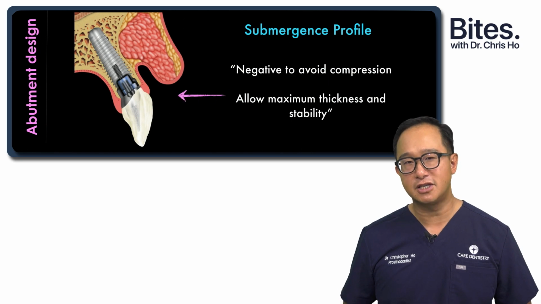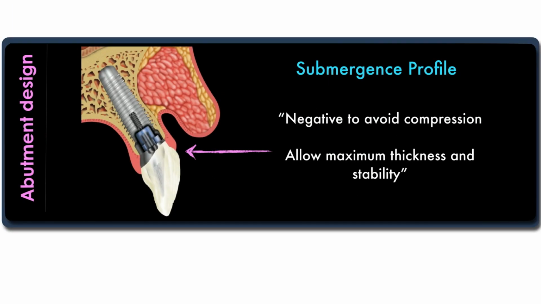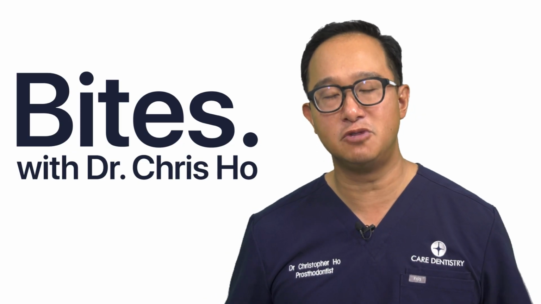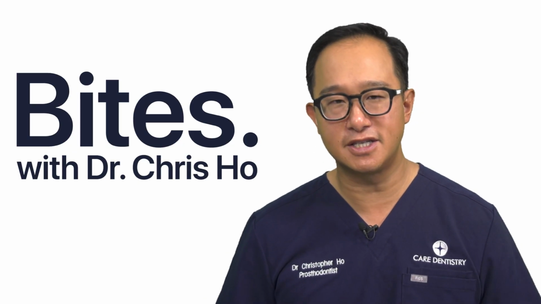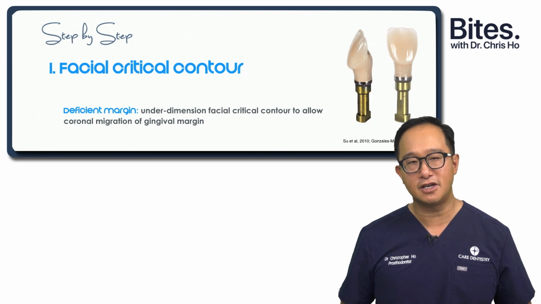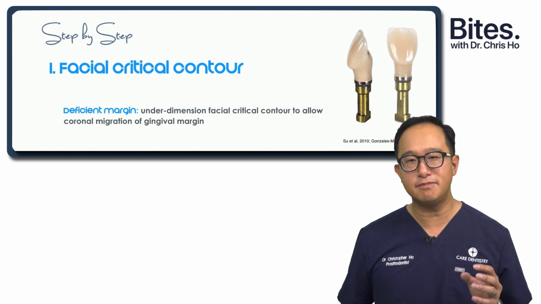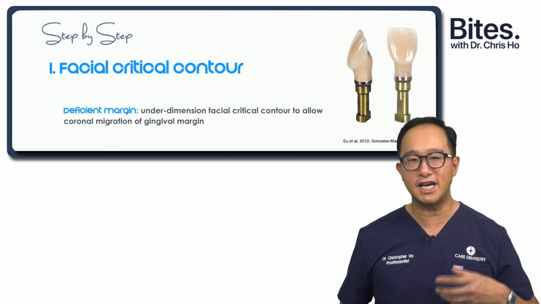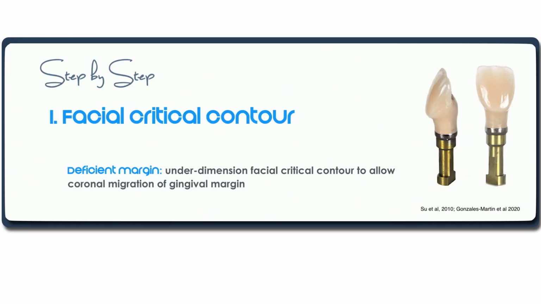We know that we want to have this submergence profile to be concave in nature. We don't want to compress the soft tissue. We want to have maximum thickness and stability. So you can see the subcritical contour is more concave in nature, whereas the critical contour is still supporting that gingival margin. So this facial critical contour, we can even make that margin deficient. We can actually underdimension the critical contour to allow coronal migration of the gingival margin.